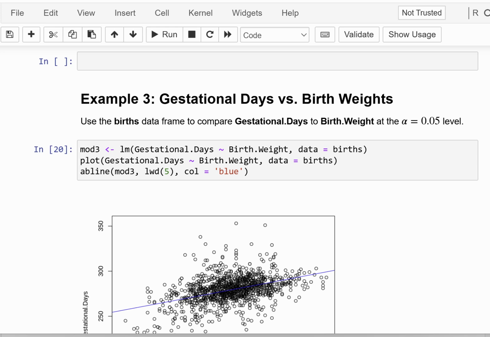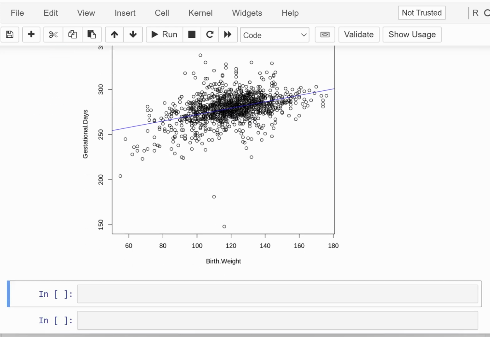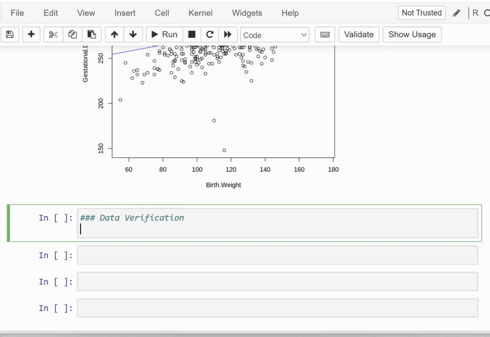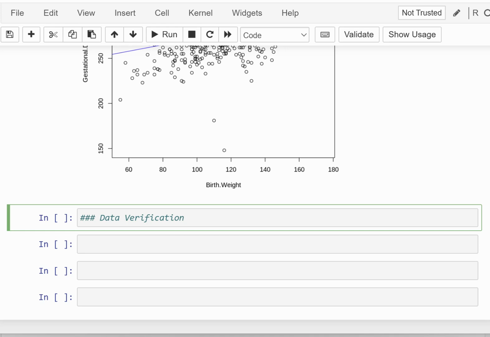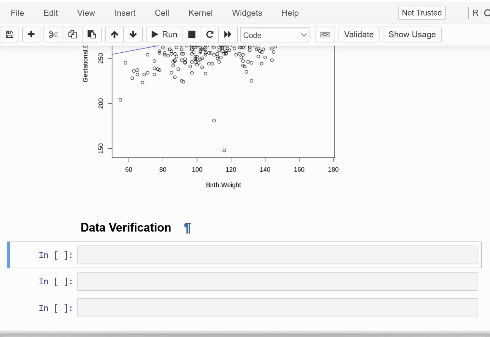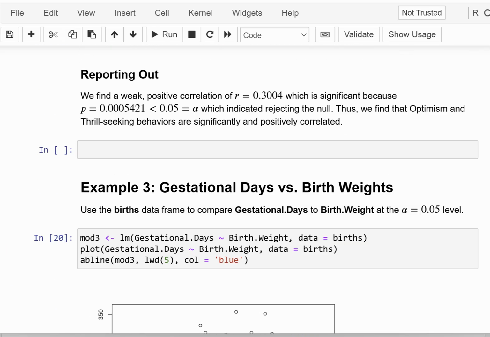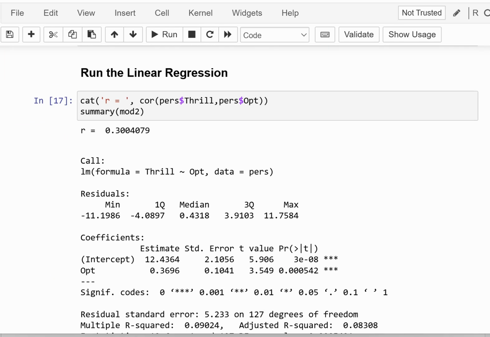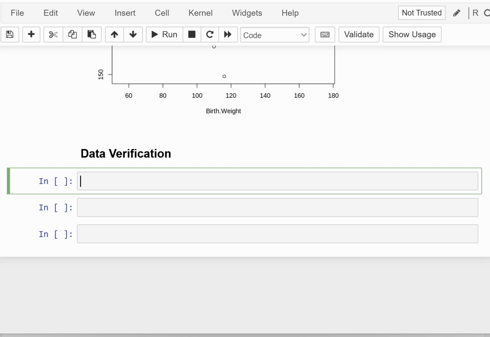And by the way, the hypothesis is the same here. Okay, so jumping in with some data checks. Data verification. How does that go? Well, remember, we're trying to do the residual plot, right? And we're doing the density of the residuals and the QQ line of the residuals. I'm going to grab this again from here. We've talked through it a couple of times already, but what are we doing?